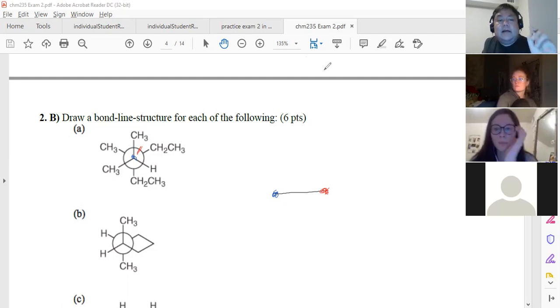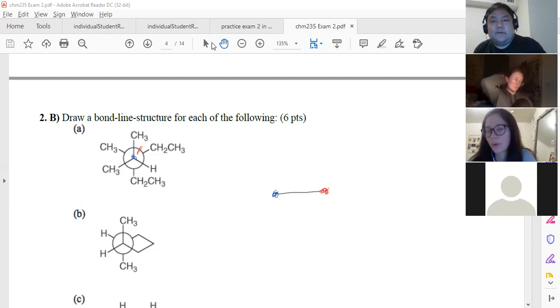Okay, so attached to the blue carbon is what? Hydrogen and 2 CH3. Yep, I have two CH3s and a hydrogen. So I always like to just keep them nice and organized. So then I'm going to draw this here. So I have CH3.